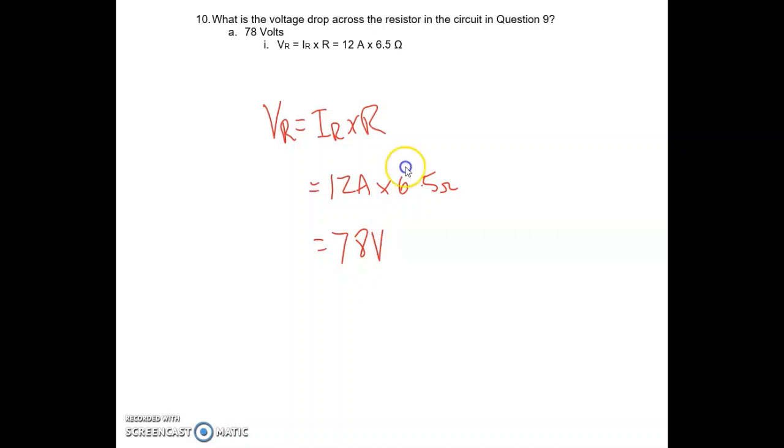Number 10, what is the voltage drop across the resistor in the previous question? And that's Ohm's law. I'll rewrite it here. Voltage drop across the resistor equals the current through the resistor times the resistance of the resistor equals 12 amps times 6.5 ohms equals 78 volts.